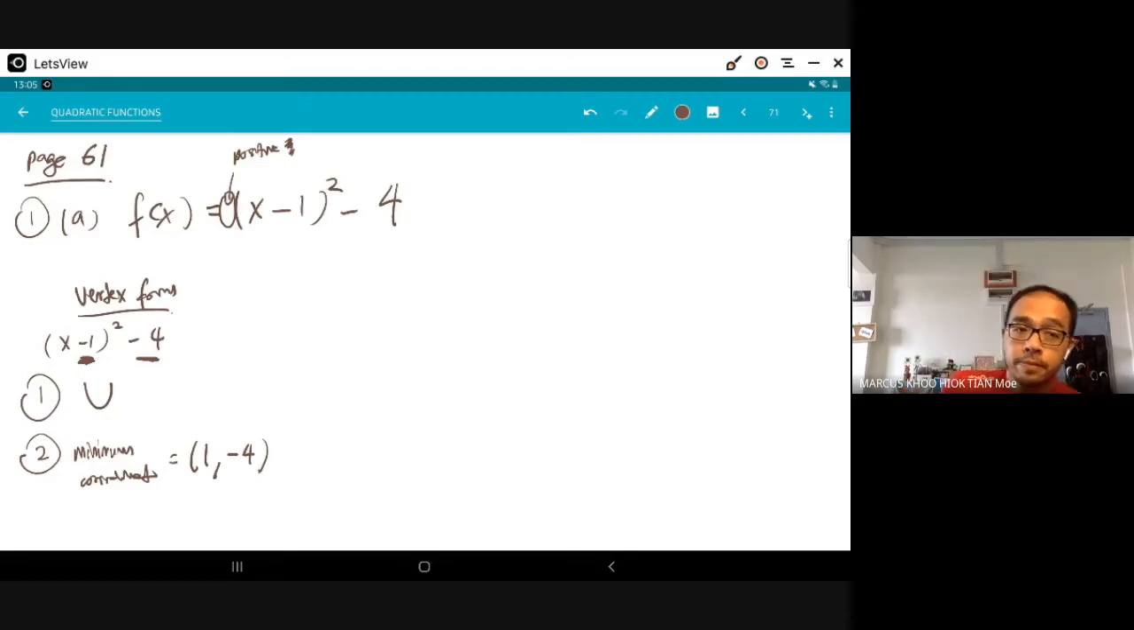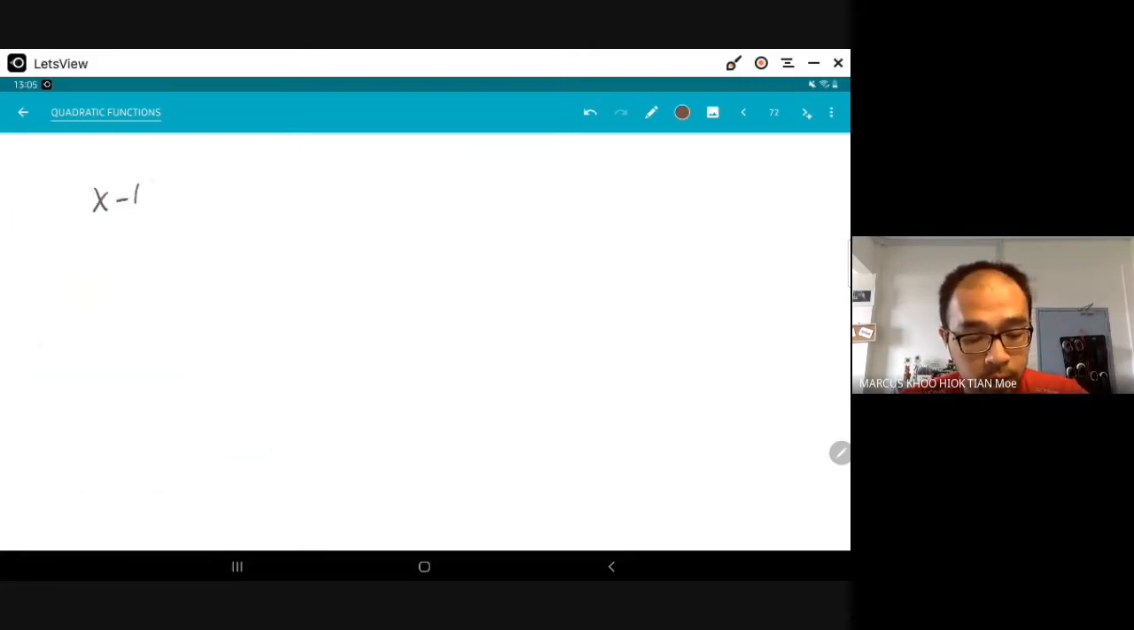Okay. So, two pieces of information done. Okay, for that one. Okay, let's go on to the next one. The next one is we have to change this to general form. Okay, so (x minus 1) squared minus 4. Okay, let's change it to general form. How do we change to general form?